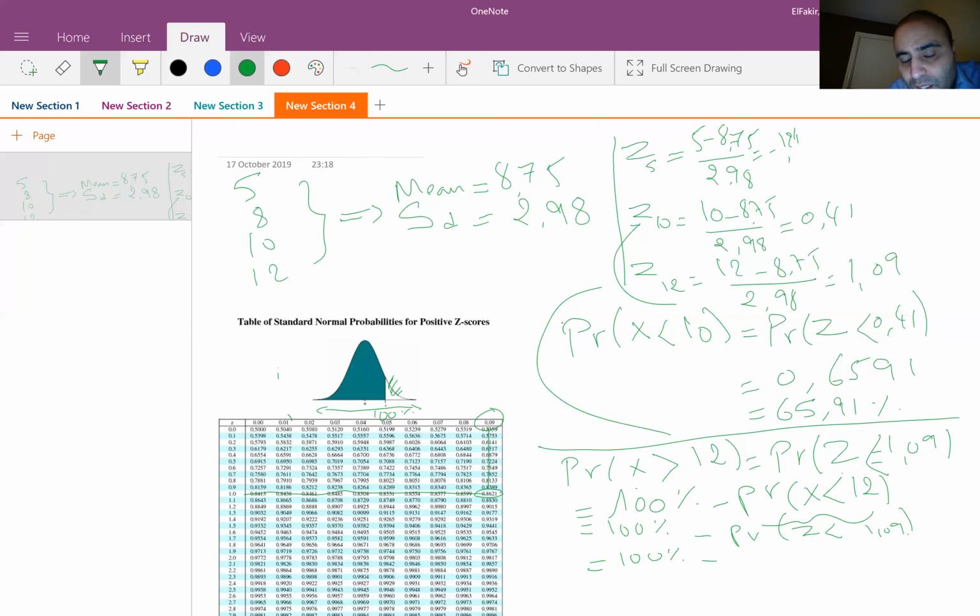So 0.8621 obviously is 86.21%. Okay, and so the value will be simply 100% minus 86.21%, which is 13.79%.